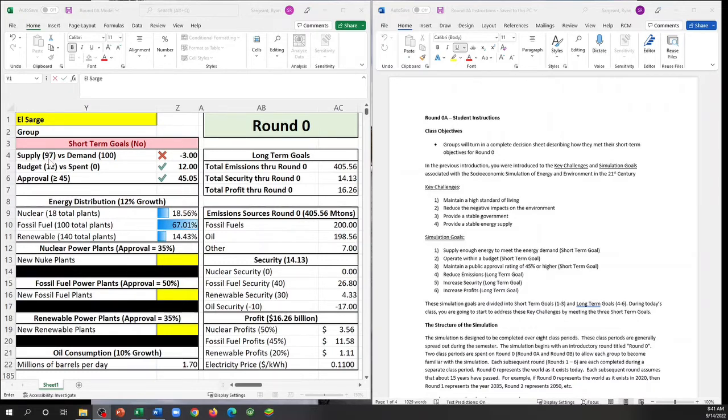So this supply, the 97 units of energy that you are currently able to supply, is because of the energy that your country or region, or however you want to think about the people that you govern, already have some power plants. In fact, that's listed here, and currently in the model that I'm using, the simulation, every group should start off with the same energy portfolio or the same types of power plants.